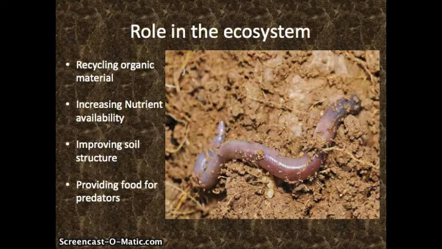Earthworms have several important ecological roles. Some species are used commercially for bait, animal feed, and composting. Earthworms are sometimes known as ecosystem engineers because they significantly modify physical, chemical, and biological properties of the soil profile. These modifications can influence the habitat and activities of other organisms within the soil ecosystem. Earthworms influence and benefit the soil ecosystem in a number of ways: recycling organic material, increasing nutrient availability, improving soil structure, and providing food for predators.